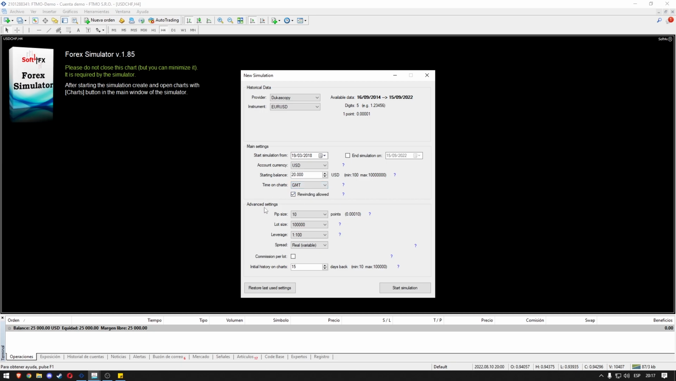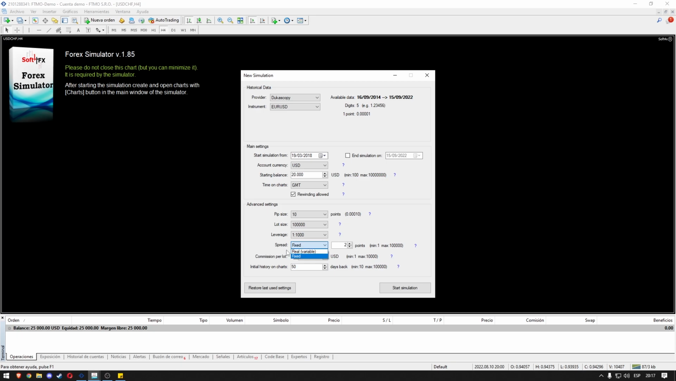We will allow rewinding, Dukascopy. That's fine. Pip size 10. Leverage: I'm going to put it over like this. The reason why I do that is because when I have one trade, it wouldn't really allow me to take another one, which doesn't make much sense, because I'm not risking 50% of my account per trade or anything like that. So we'll just do it like that.